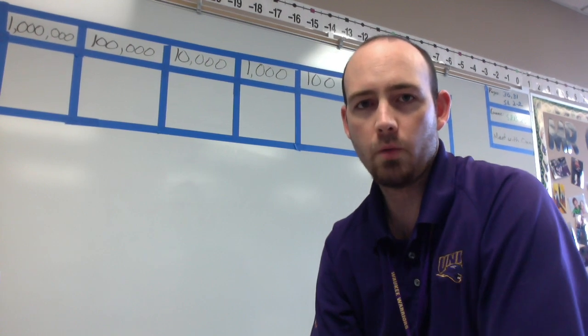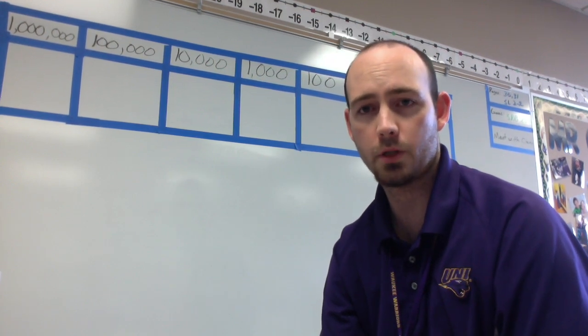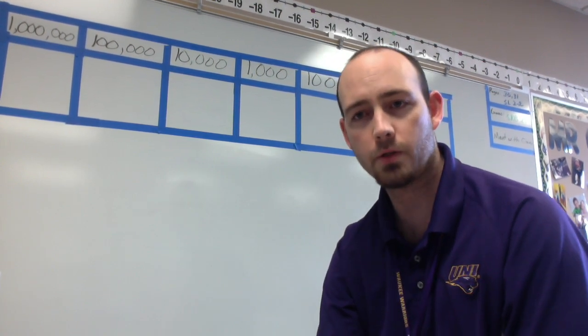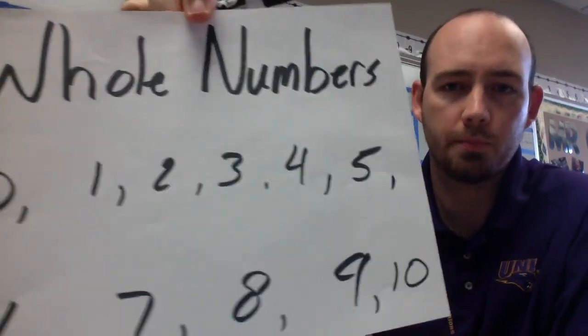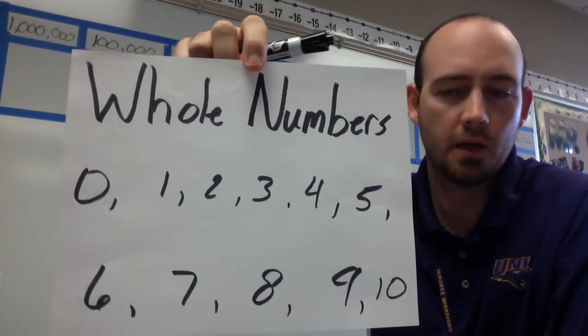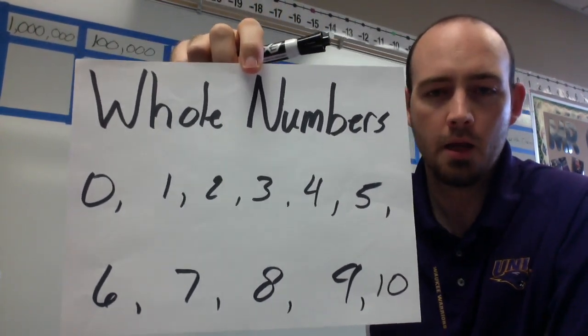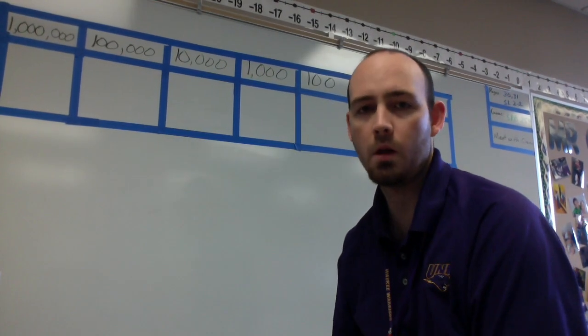Hey class, today we are talking about whole number place value, but before we talk about whole number place value, we should probably make sure we know what whole numbers are. So whole numbers are going to be counting numbers including 0. So here's a list of whole numbers up to 10. So we have 0, 1, 2, 3, 4, 5, 6, 7, 8, 9, and 10. So no fractions, no decimals, we're just talking about whole numbers.